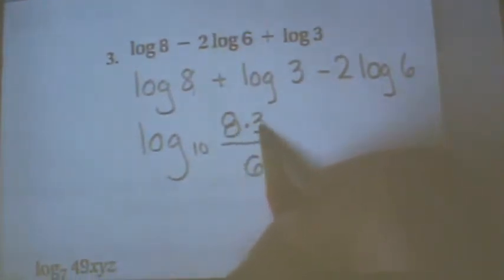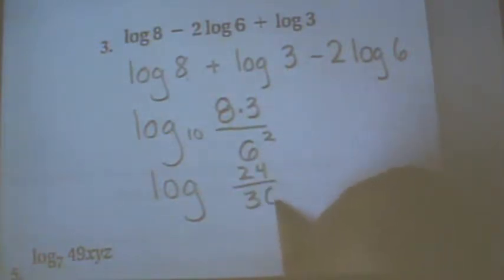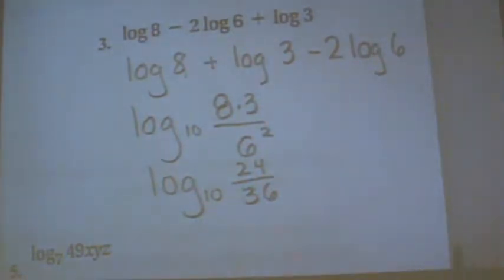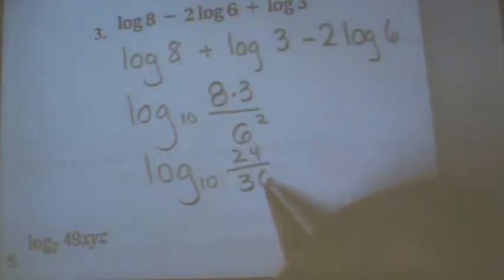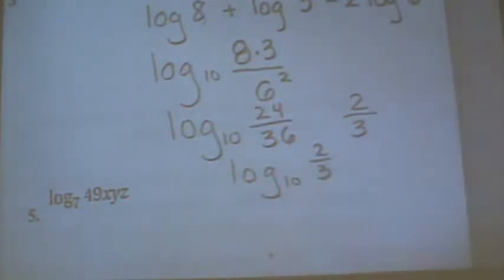Now let's simplify this. 8 times 3 is 24. And then 6 squared is 36. Okay, so we could actually simplify this. 2 goes into both of these. Actually, 12 goes into both of them, right? 12 goes into 24 2 times. 12 goes into 36 3 times. So you could also write this as the log of 2/3 base 10. You could simplify that.